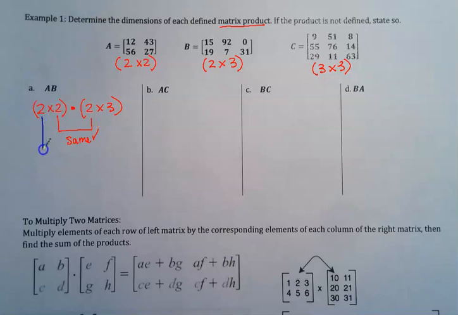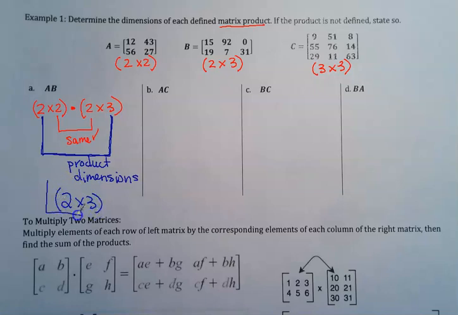If we multiply it, that means our product, those numbers on the outside, are going to be the product dimensions. So our matrix product is going to be a 2 by 3. So AB will be a 2 by 3 matrix. And maybe we want to put AB equals a 2 by 3 matrix.